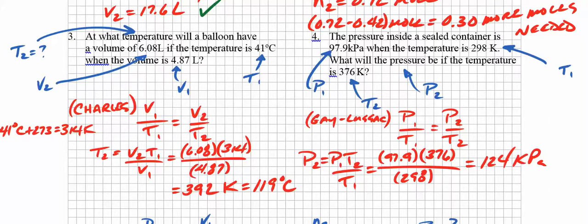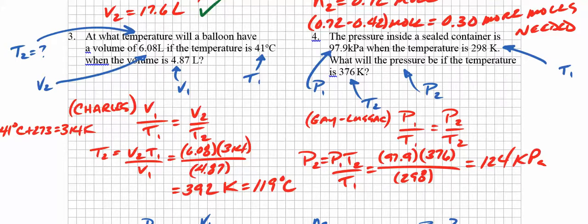First thing we're going to want to do is convert that 41 degrees Celsius to Kelvin. Remember, all temperatures are going to have to be in Kelvin. To do that, we're going to simply add 41 plus 273, that's 314 Kelvin. We're looking here at the relationship between volume and temperature, so that would be Charles's law. V1 over T1 is equal to V2 over T2. So now let's solve for T2 by pulling T2 up and V1 down.